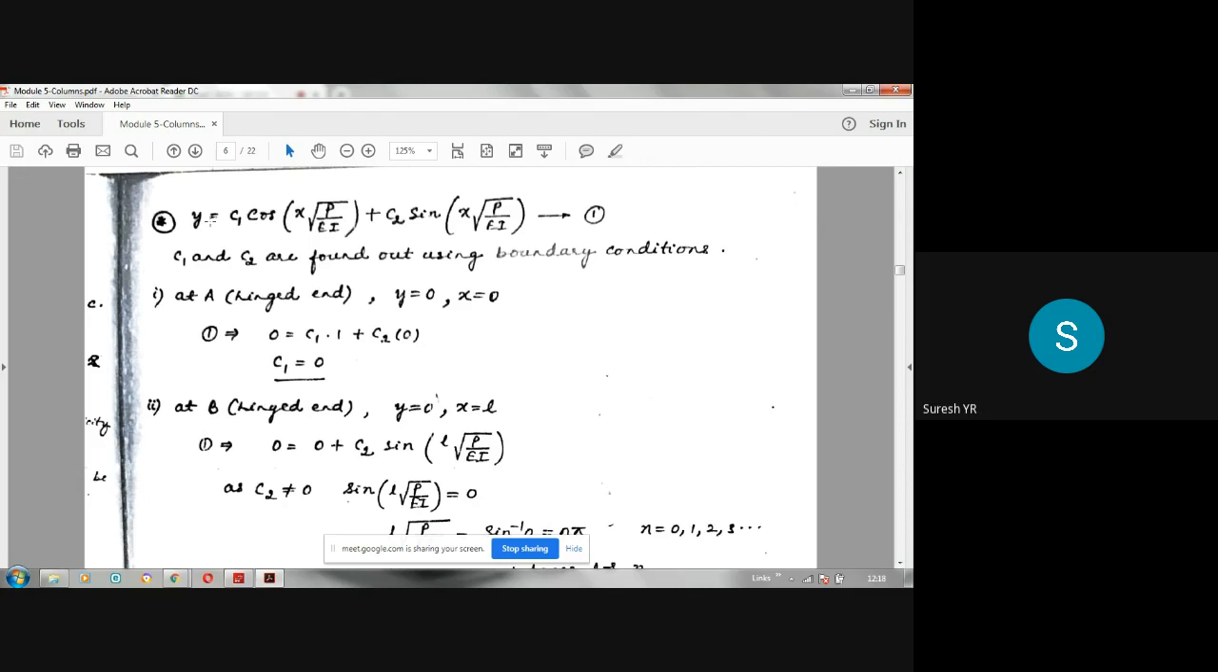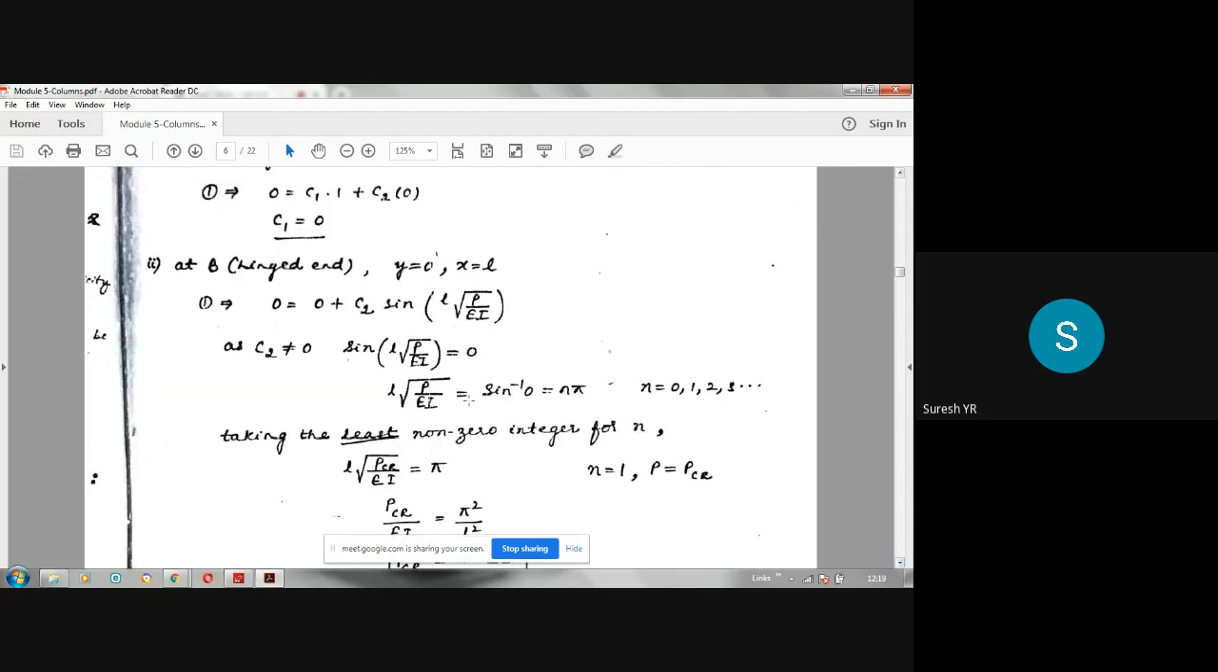So it buckles. So therefore y will be there. In order to say that y will be there, C2 cannot be 0. So what is the other option? Sin of L into root of P by EI should be 0. Now this is the equation we are going to get.